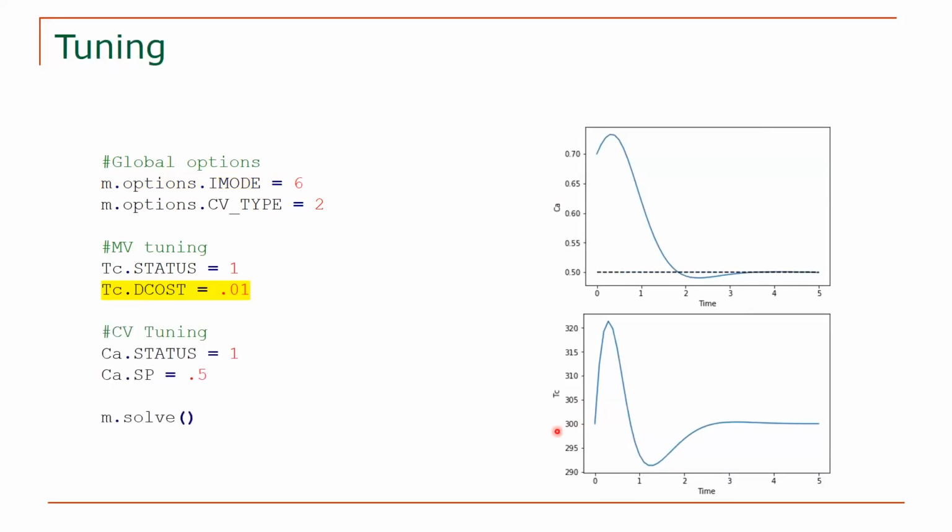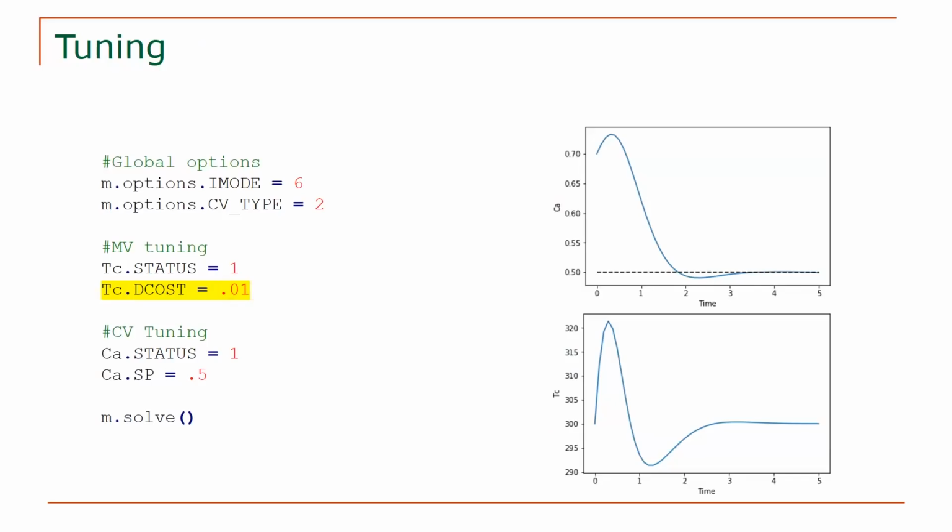So we'll add one line here, cooling temperature, dcost. So penalize movement. The value of these dcosts is where we start to reintroduce art into controller tuning. But you can gauge the value of the objective function from previous solutions and try to play in. This is the cost for each movement.